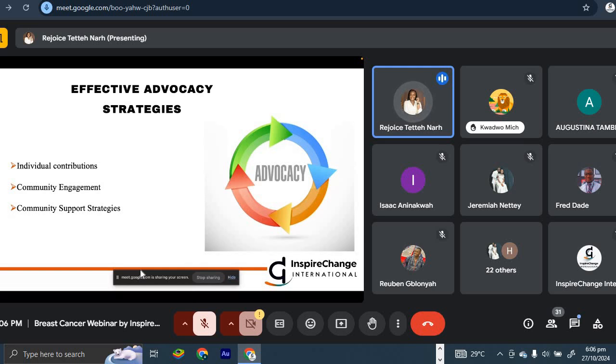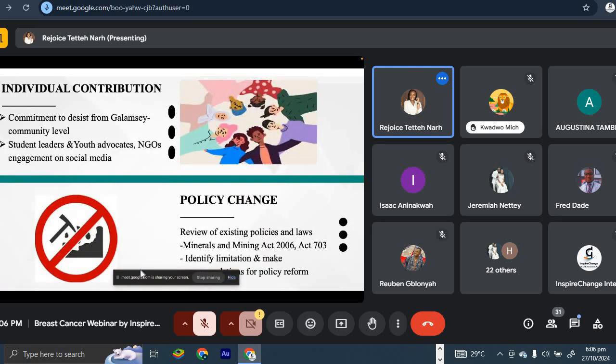So the strategies that can be employed can range from the individual level side, to community engagement, and then community support strategies. On the individual level, looking at the advocacy strategies that we can employ to ensure that we are also contributing our quota as individuals to fight against galamsey and its threats to our human existence.